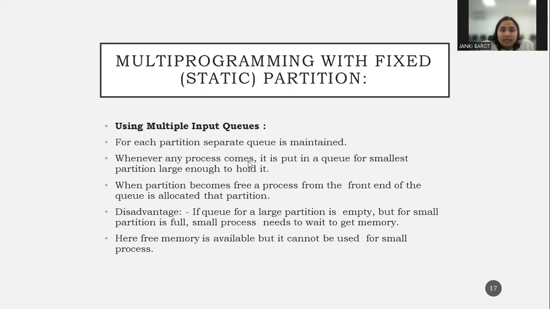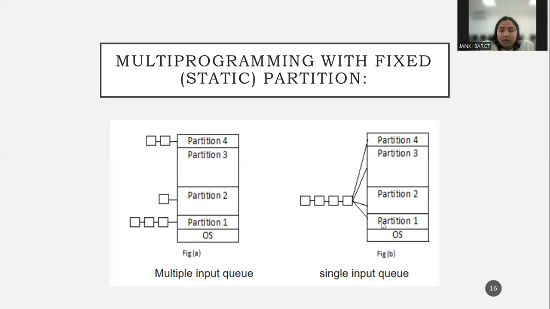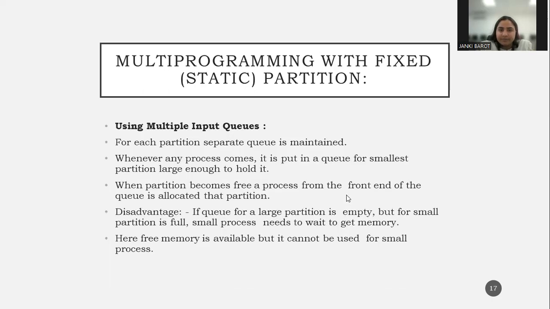When any process comes, it is put in a queue for the smallest partition which is large enough to hold it. Partition 1 is free and it is the smallest partition. But this process is larger. It needs more space than this partition size. So we will find another smallest partition to execute this process, one which is large enough for this particular process.